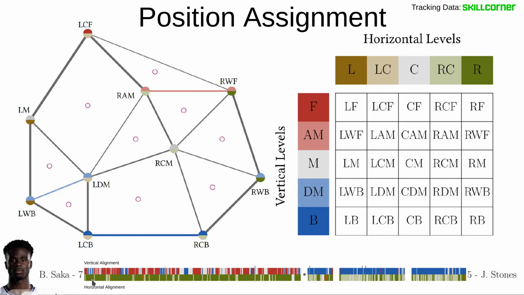vertically. And when it comes to the horizontal level, you can see dark green. That translates to the right channel. So dark green and dark red tell you that he was the right forward player. There is a gap in the time series and a dot inside it. This is the moment.